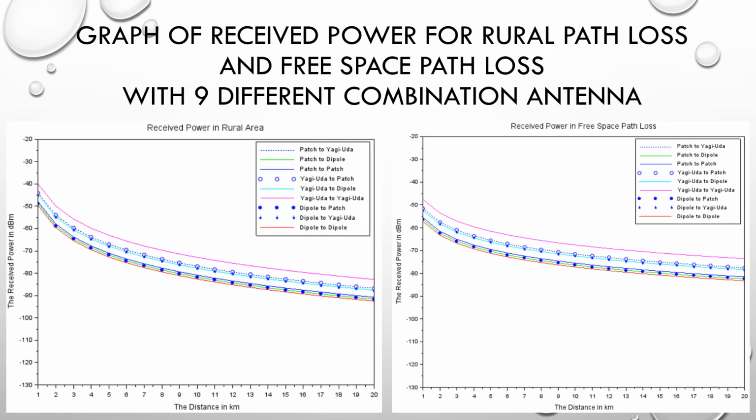This is the comparison of receive power in free space path loss and receive power in rural area. Same as the previous slide, there are 9 combinations of the antenna that will appear in both graphs, and there are 3 combinations of antenna that will overlap. Based on this comparison, the receive power in rural area is better than the receive power in free space path loss. This is because the value for receive power in rural area is higher than receive power in free space path loss.